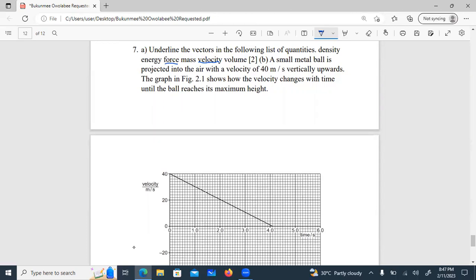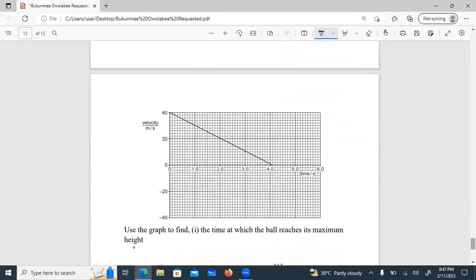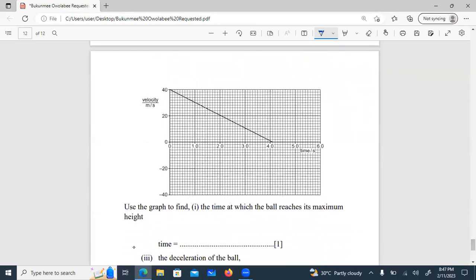A small metal ball is projected into the air with a velocity of 40 meters per second, vertically upwards. The graph in figure 2.1 shows how the velocity changes with time until the ball reaches its maximum height. So this graph here shows the plot of velocity against time. Use the graph to find the time at which the ball reaches its maximum height.